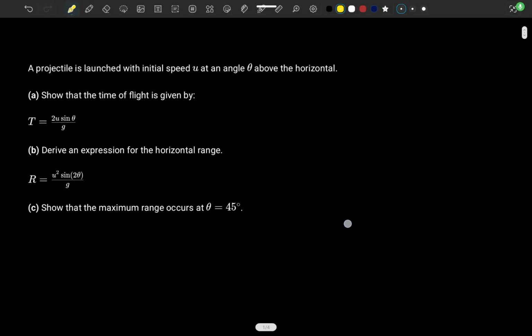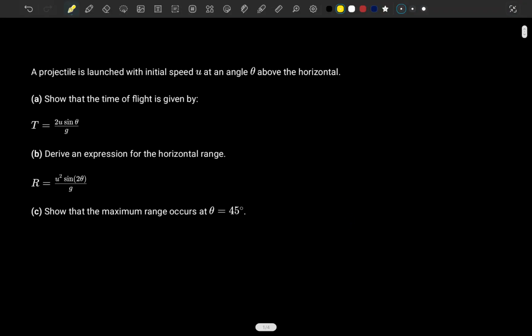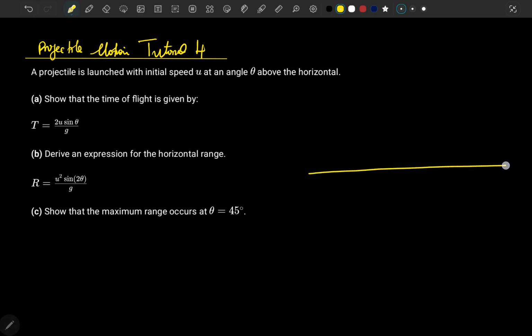So let us look at another tutorial question here under projectile motion. The question says a projectile is launched with an initial speed u at an angle theta above the ground. So let's do a simple sketch here so that we can actually know what we are trying to talk about. Okay, so it's like this type of arrangement.